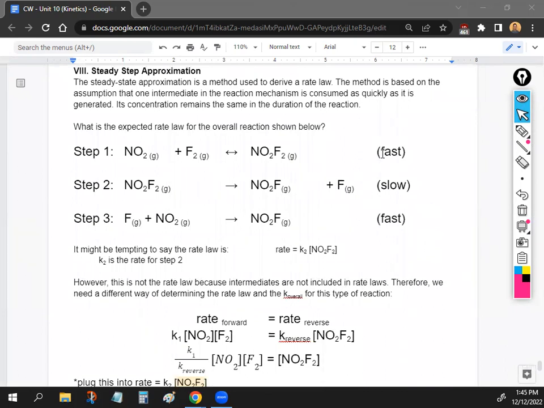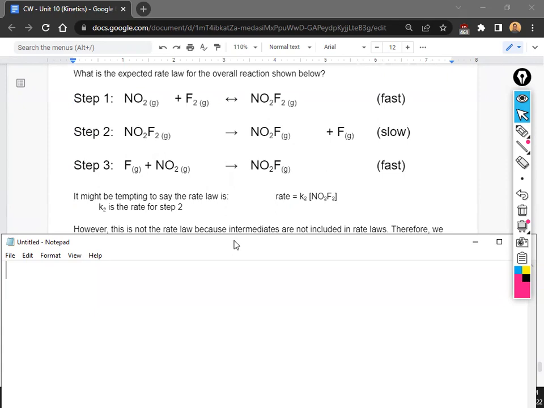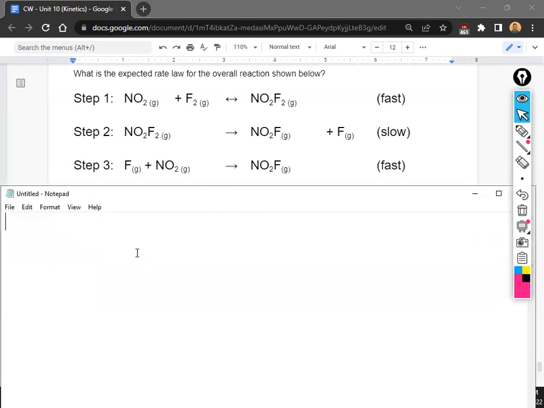Okay, so last thing we're gonna talk about is something called steady state approximation. Now that already sounds irritating, right? Okay, now you guys don't need to write the full definition down. I'm just gonna summarize it for you, okay? Or actually, we're gonna look at an example, and that's gonna allow us to understand what steady state approximation is, okay? So we got this reaction right here. We got the steps, okay?